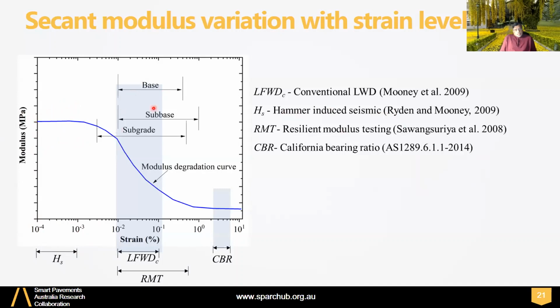But base, subbase, subgrade due to traffic loading usually strain in this region. So the testing we do with the light falling weight deflectometer actually falls in this region, and that's actually comparable to the strains experienced by the pavement. So it is good. Then RMT, resilient modulus testing, that's normally undertaken in the laboratory for a modulus determination used in pavement design, is also in a similar range.